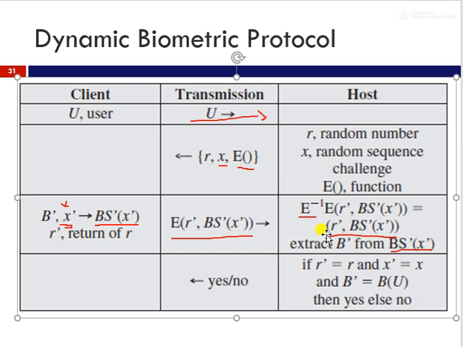If the received random number is the same as what the host sent, R dash equals R, and if X dash is the same, X dash equals X, and B dash matches the biometric template of that user, within a particular threshold, then the user has been authenticated, otherwise not.